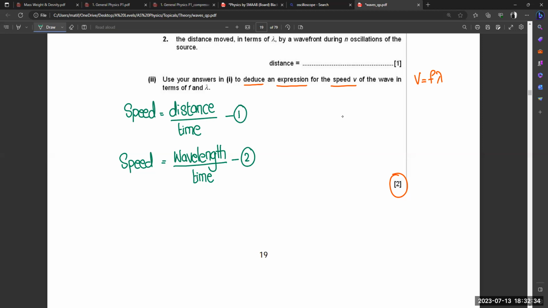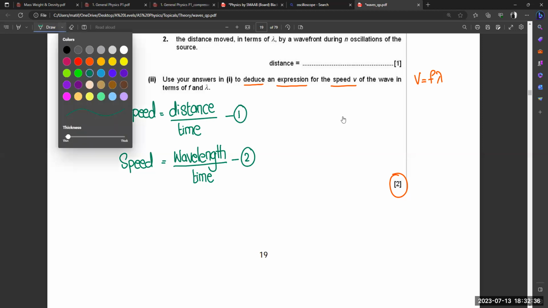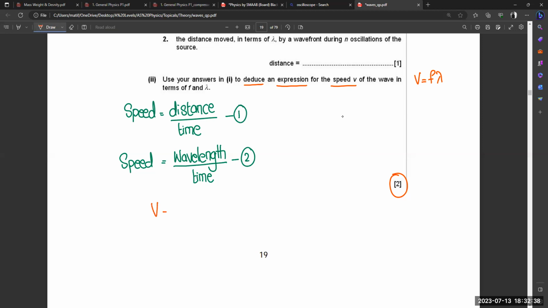Now after that we just replace with the symbols, so v will be equal to lambda over time. And we know that if we are talking about only one wave, if we are taking a specific time, that unit time is related to the frequency, because we count the number of waves in a unit second.